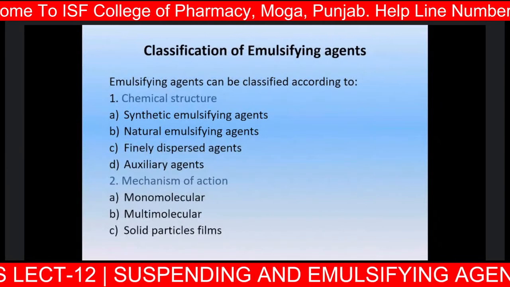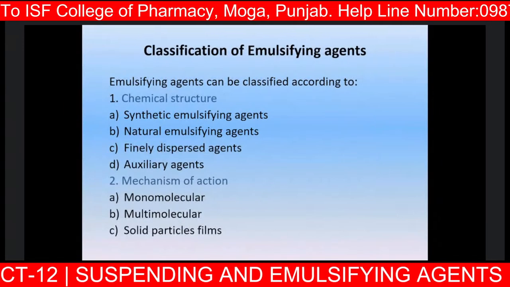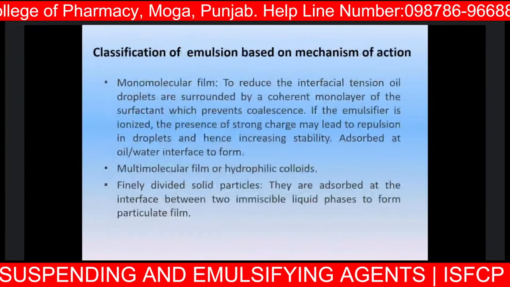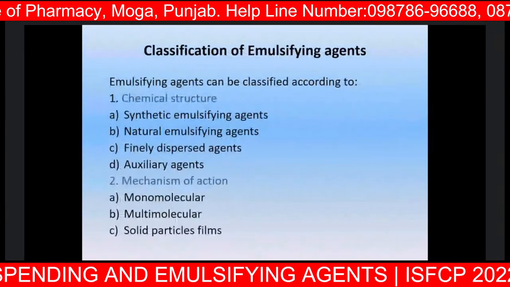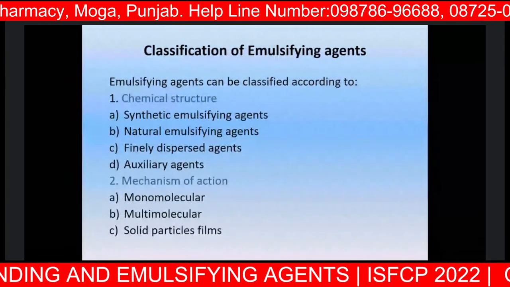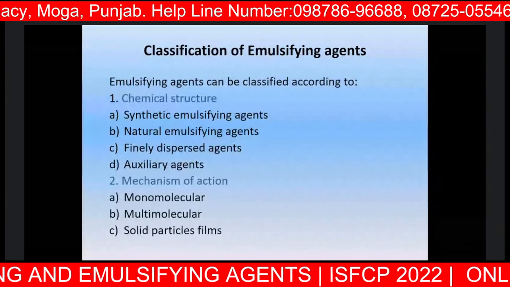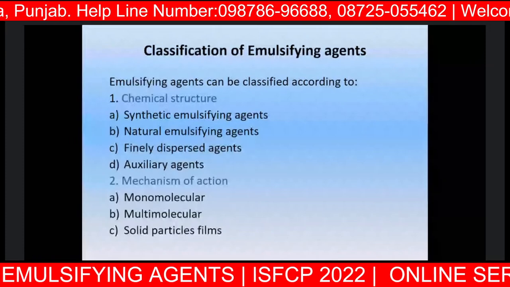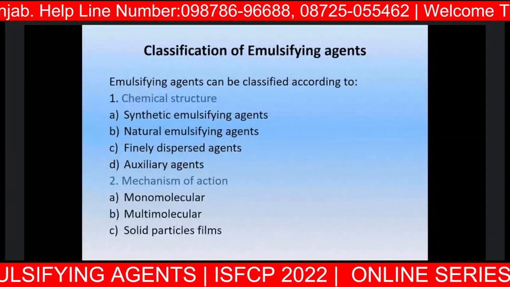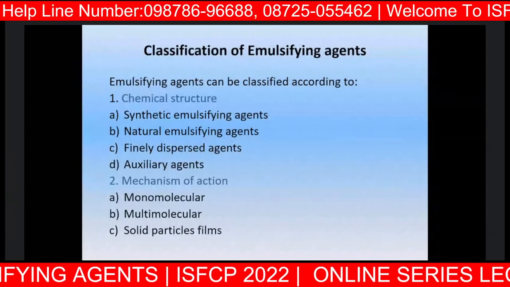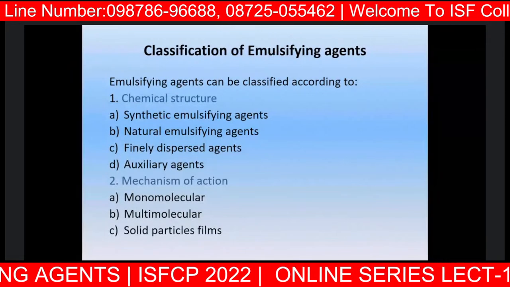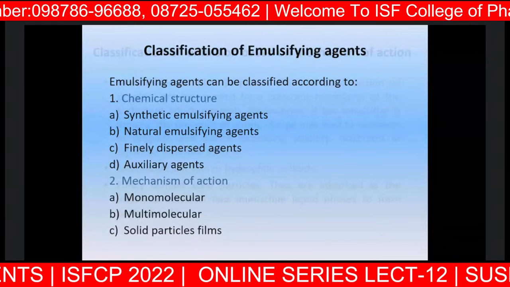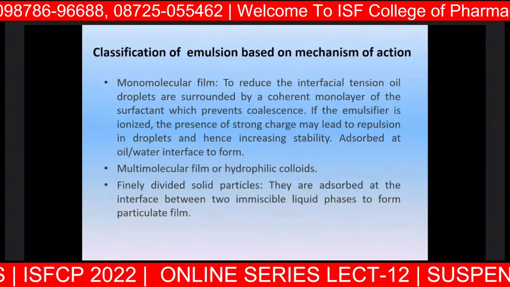If we are concerned about the classification of these emulsifying agents, they can be classified according to two categories, that is chemical structure or mechanism of action. In case of chemical structure, it is divided into categories such as synthetic, natural, finely dispersed solids and auxiliary agents. In case of mechanism of action, they are monomolecular, multimolecular and solid particle films.